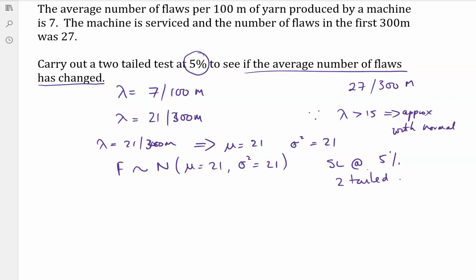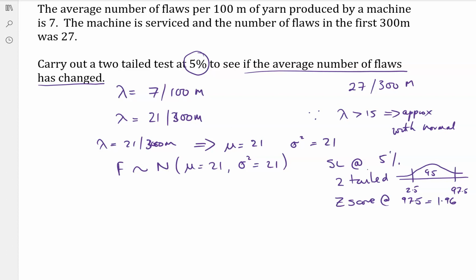So if it's two-tailed, remember our curve is going to have 95% here. So this value is going to be at 97.5, this value is going to be at 2.5, and so our z-score is going to be at 97.5, which is 1.96. So we've got our z-score.